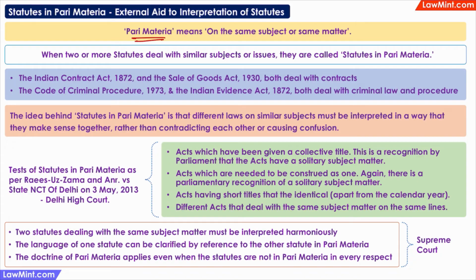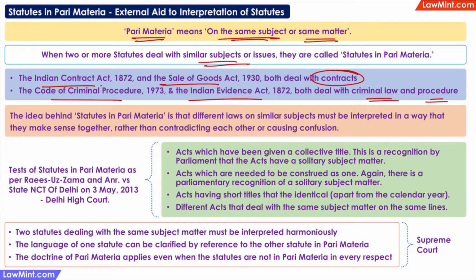Pari materia means on the same subject or matter. So, statutes in pari materia means statutes that cover the same subject or same matter. For example, the Indian Contract Act and the Sale of Goods Act both deal with contracts. So, at a higher level, they have the same subject. The Code of Criminal Procedure and the Indian Evidence Act both deal with criminal law and procedure. So, at a higher level, both of them have the same subject.